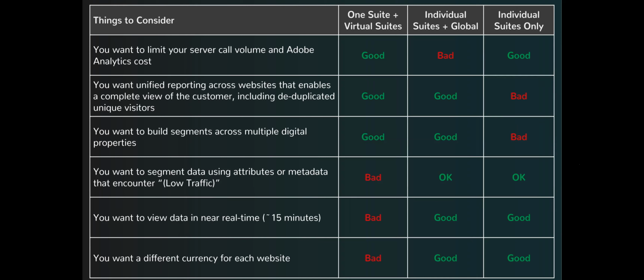So that one might be bad across the board, but if you're right around 500K as a whole company, or maybe 2 or 3 million as the whole company, you might actually be okay if you do the individual report suite approach. And again, if you want to see data in pretty real time, then the virtual report suites is not going to be a great option for you, but the global and the individual suites will be. And if you want to see a different currency for everything, then you're pretty much going to be tied to one of these options. So hopefully that grid helps you think about the decisions.